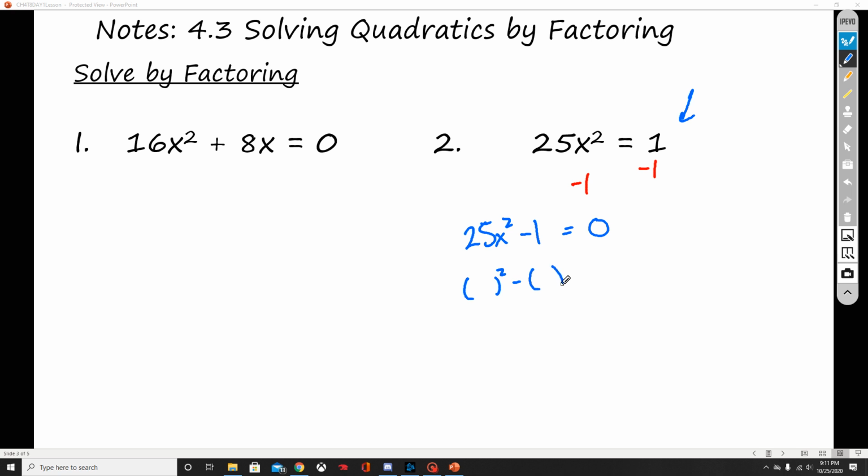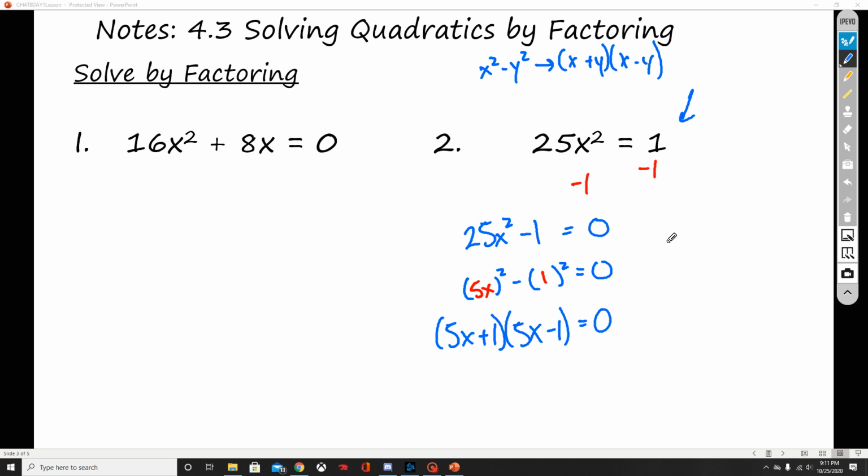Squared minus squared. So this is not a normal factoring problem. This is a difference of two squares. 5x squared, because 5 squared is 25, and x squared is x squared. And then 1 squared, because 1 squared is 1. So remember what difference of two squares says. It says if you have x squared minus y squared, that factors into x plus y, x minus y. So this will factor into 5x plus 1, 5x minus 1.